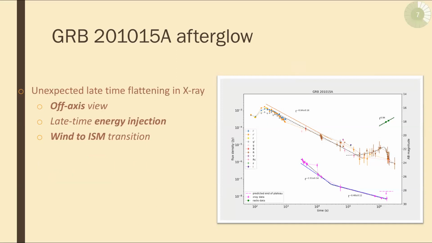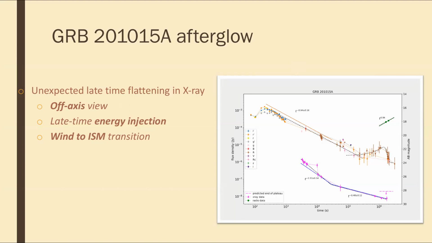So just to explain, this plateau happening here could be explained by a few different scenarios. There could be an off-axis viewing of the jet, but that would mean there should be some brightening in the optical as well, which is hard to determine because we have a supernova happening as well.